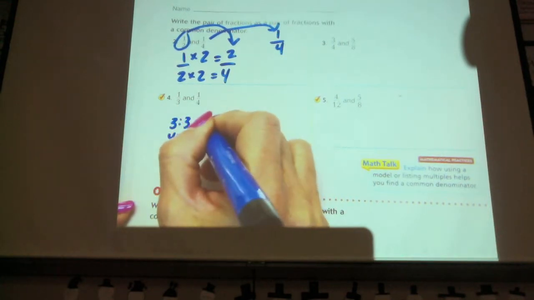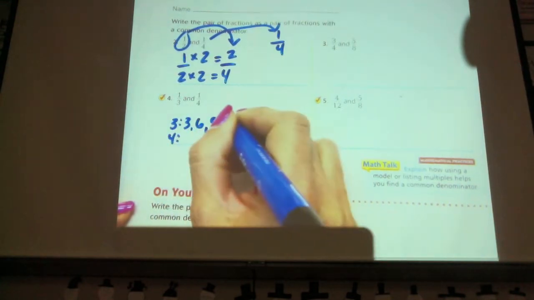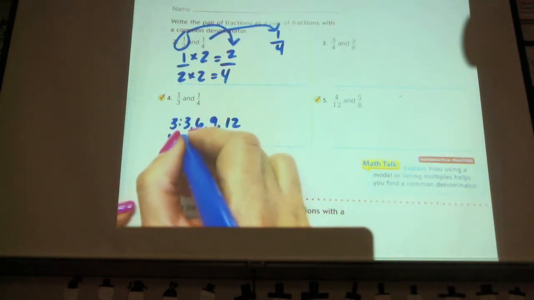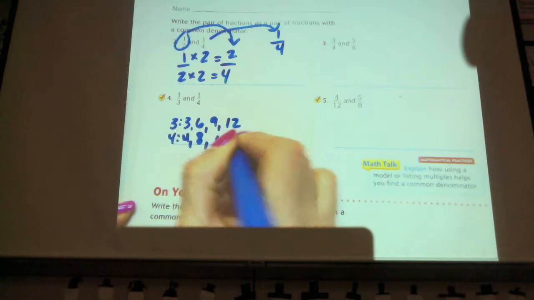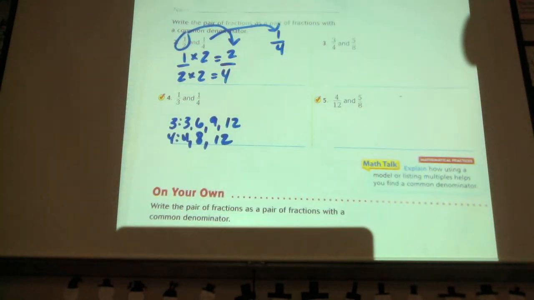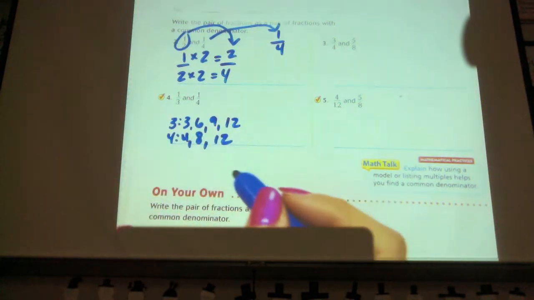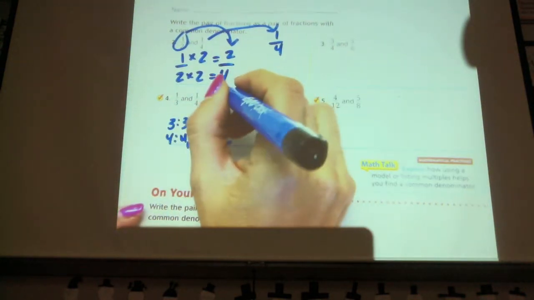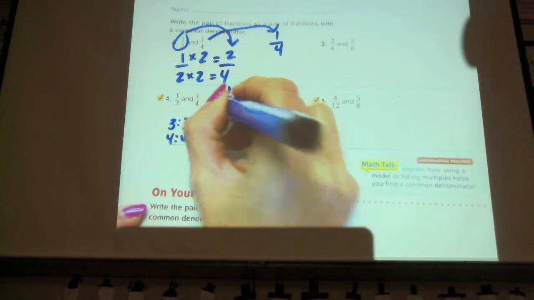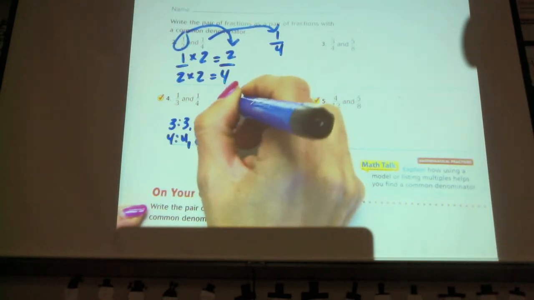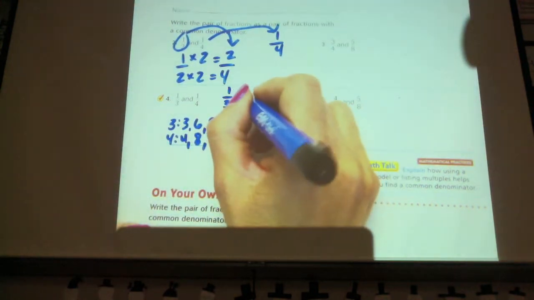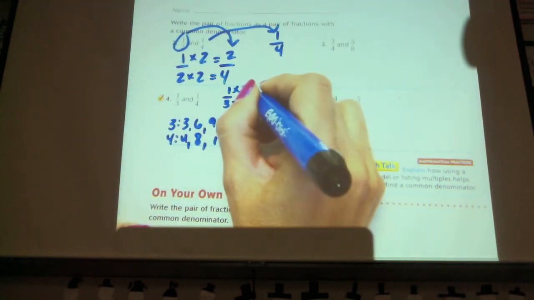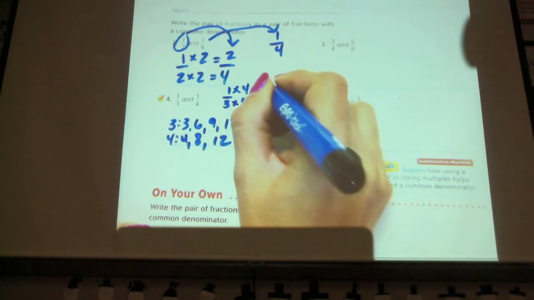So 3, 6, help me out. 9. 9. 12. I'm going to stop there. 4, 8, 12. Oh, see, now you see why I stopped there. I got a common multiple. What is my common multiple? 12. Now my pen's kind of fat to make this all happen on this little square, but I'm going to do 3 times what number equals 12? 4. So I have to do the numerator, times 4, which is 4.